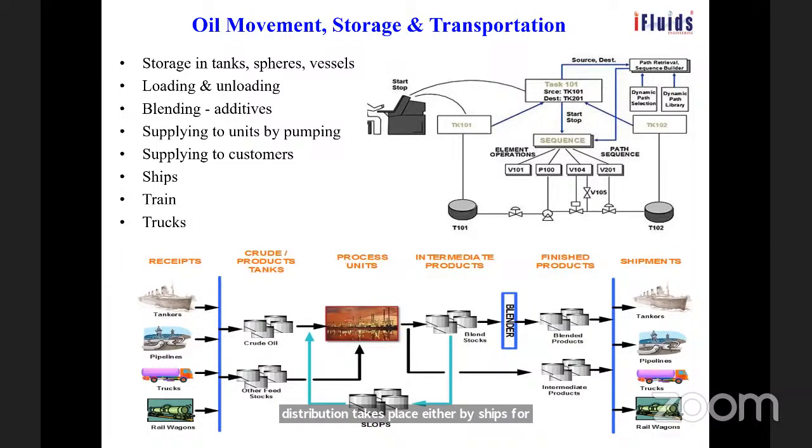The supply, receiving and distribution takes place either by ships or train or trucks. All these things are metered. Without metering, nothing will move, because it will be a dead loss. So each and every drop of hydrocarbon will be accounted for.